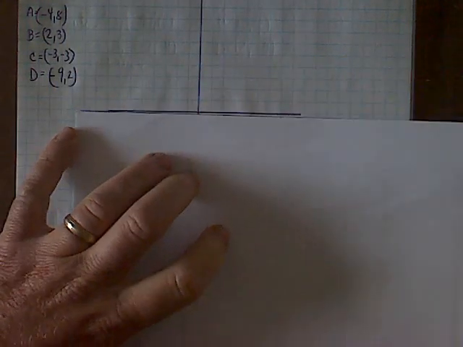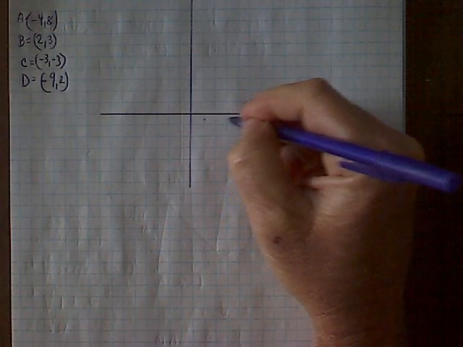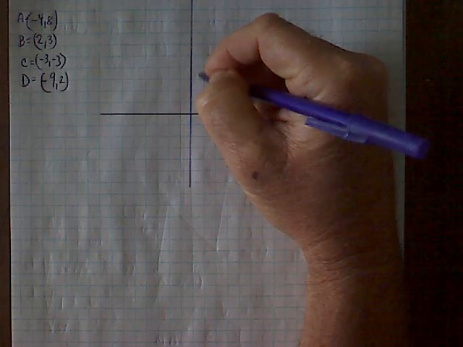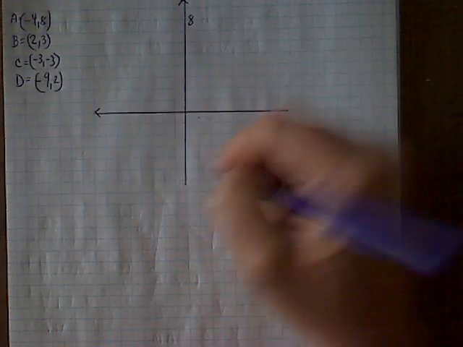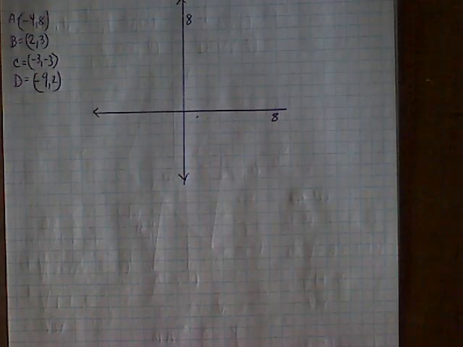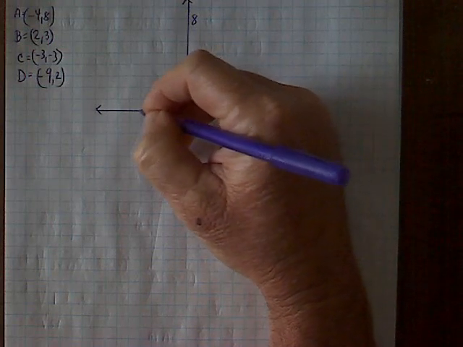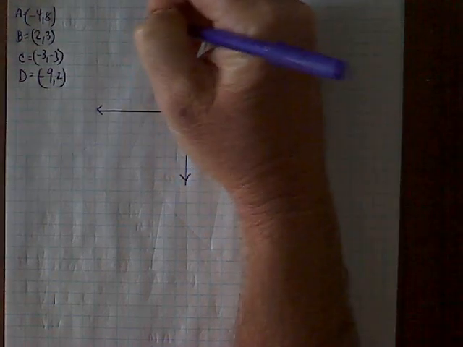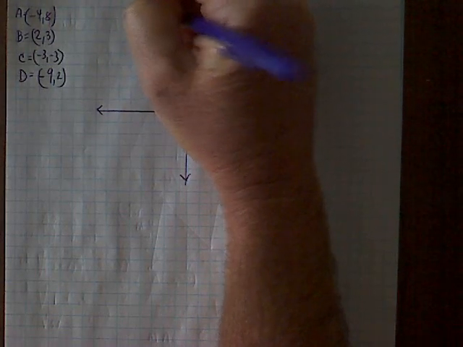Okay, so I'm just setting up my 4-quadrant graph here. 1, 2, 3, 4, 5, 6, 7, 8. 3, 4, 5, 6, 7, 8. Okay, and let's start plotting points. So -4, 8: 1, 2, 3, 4, then 1, 2, 3, 4, 5, 6, 7, 8. That would be point A, which again is -4, 8.